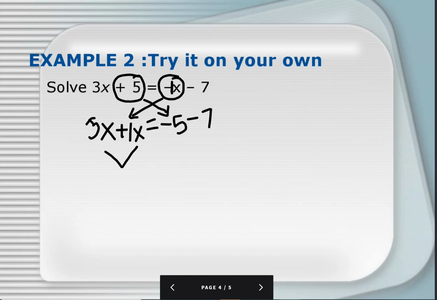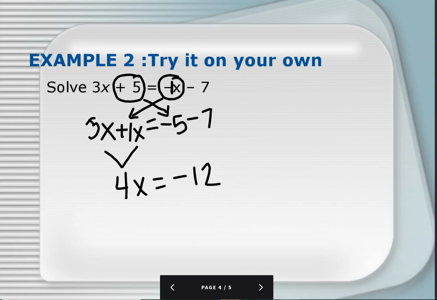So 3x plus another x, that will be 4x. Negative 5 minus 7. Now, if you don't know how to solve that, if you're still not good with integers, I need you to use the calculator. So negative 5 minus 7, that is a negative 12. Now, hopefully you remember this from last year. If a letter and a number are together, that means to multiply. And you're trying to leave the x by itself because you're trying to solve for x.